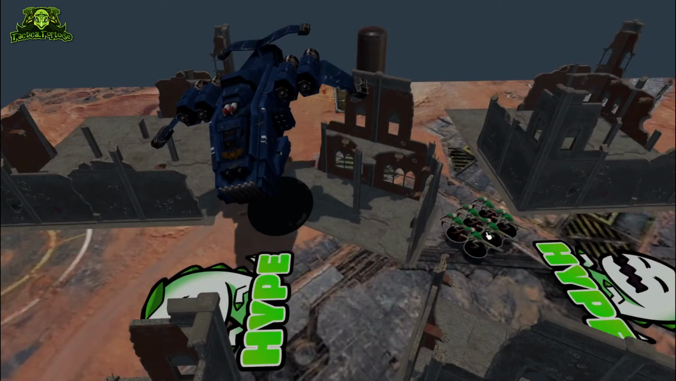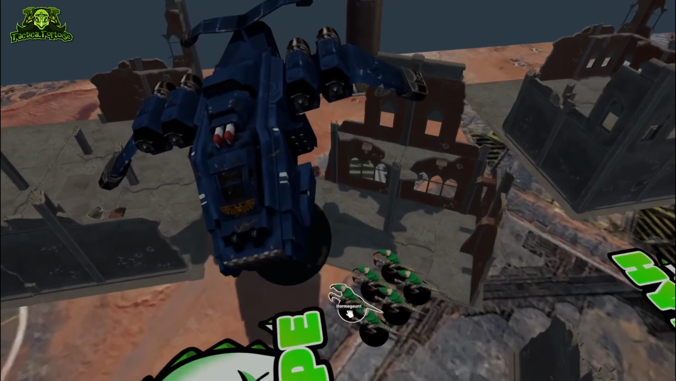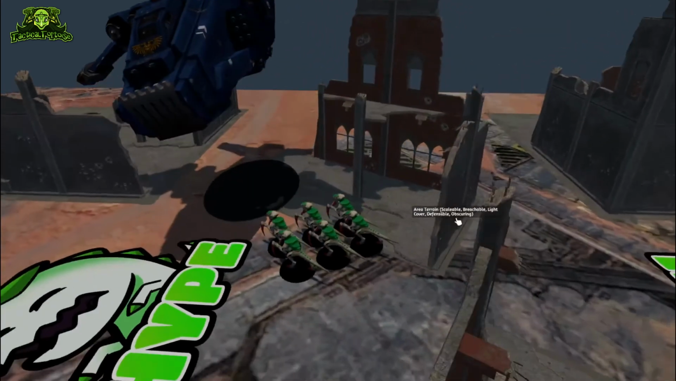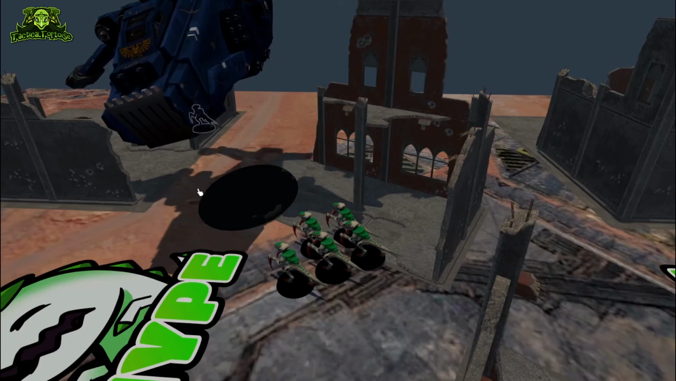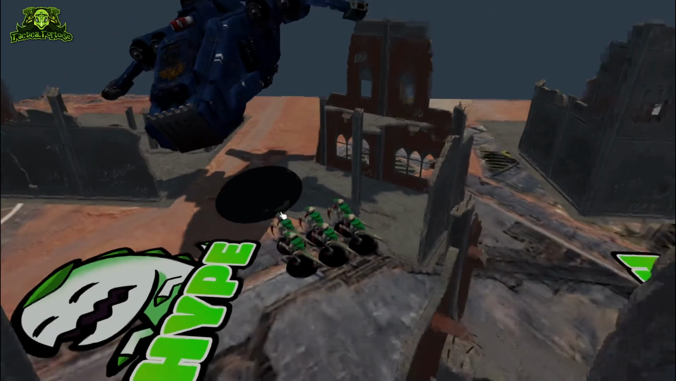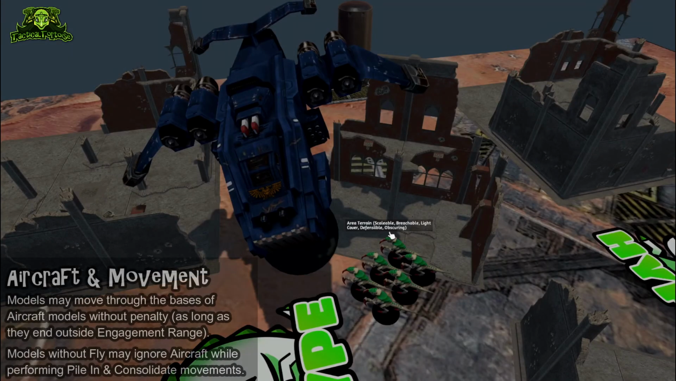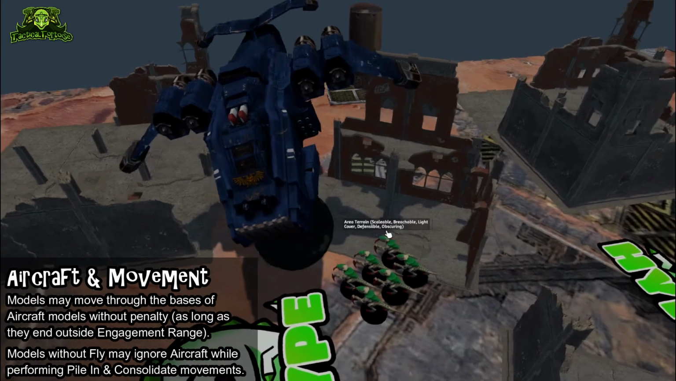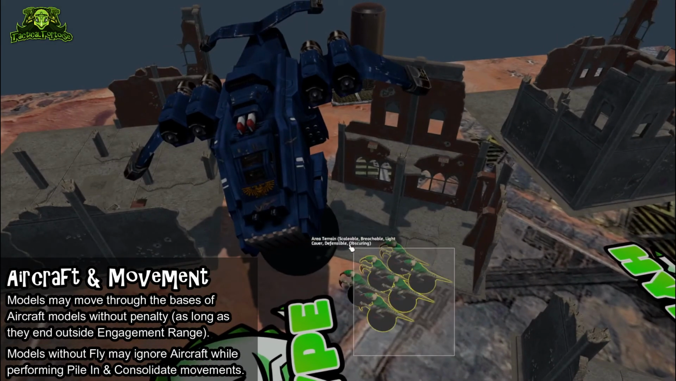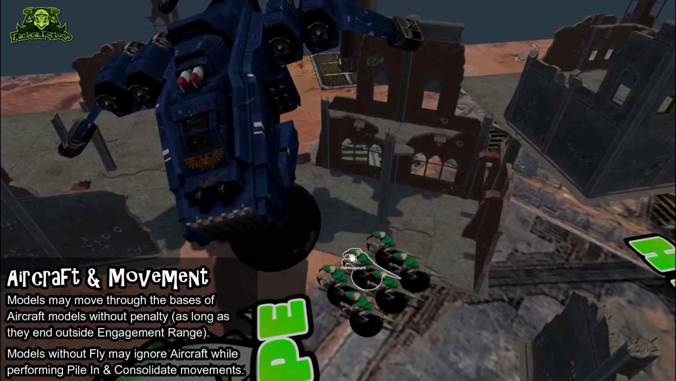Now, the other thing to keep in mind about aircraft is how they interact with melee. This guy doesn't look too far off the ground, but these Hormigans can't jump that high. They can't get up there to attack it. While aircraft do have an engagement range, a lot of aircraft, specifically those with the airborne rule, cannot be fought by models that don't have the fly keyword.